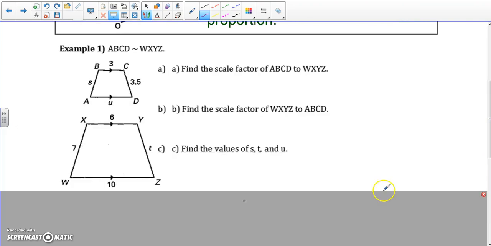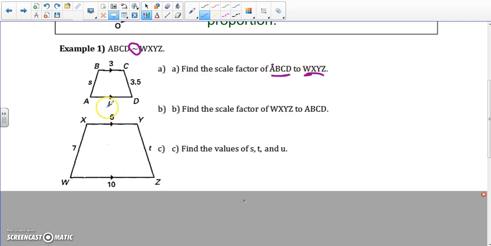Alright. So here's how we use it. This tells us right here, there's our symbol for similarity again, that ABCD is similar to WXYZ. So to find the scale factor of ABCD, which is the smaller shape, to WXYZ, which is the bigger shape, we divide the new figure by the old figure, basically. So WXYZ is similar to ABCD. We want to find the scale factor of this to this.